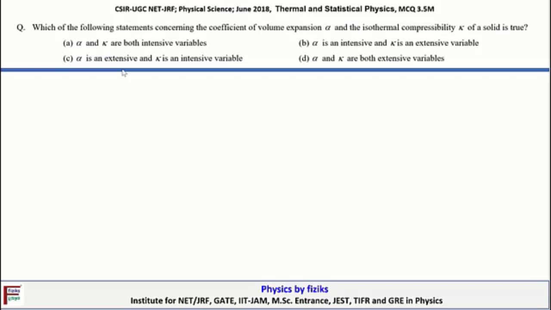both are extensive variables. So before we take a decision here, let's try to understand the basic definition of these two quantities. The first one is alpha, which is the isobaric expansivity, and it is defined as the fractional change in volume, that is delta V by V. That's a fractional change in volume, because this is the isobaric expansivity. If you take a general idea from our daily life, expansion is with respect to temperature, so it's the fractional change in volume with respect to temperature, at constant pressure.